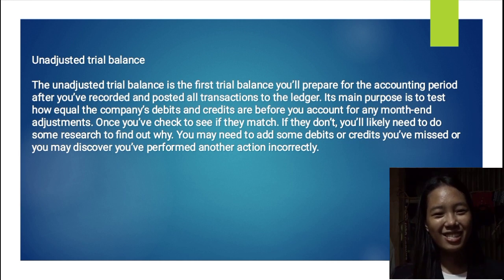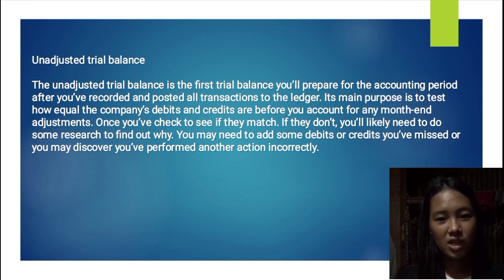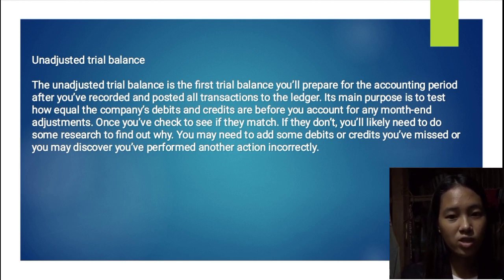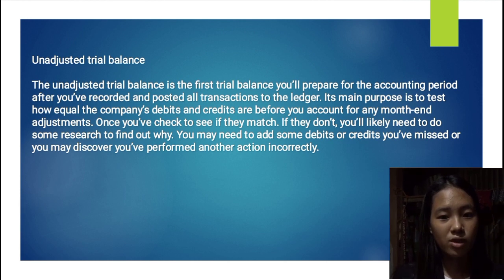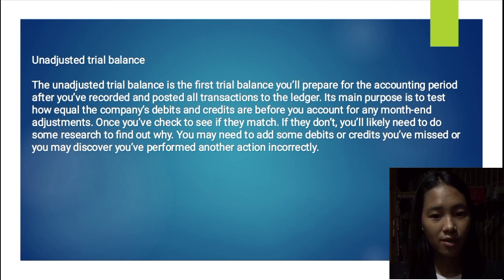So, the main purpose of the unadjusted trial balance is to test how equal the company's debits and credits are before you account for any month-end adjustment. So once you've included all the debits and credits, check if they match. If they don't match, you likely need to do some research to find out why. You may need to add some debits or credits you missed, or you may discover you performed another action incorrectly.